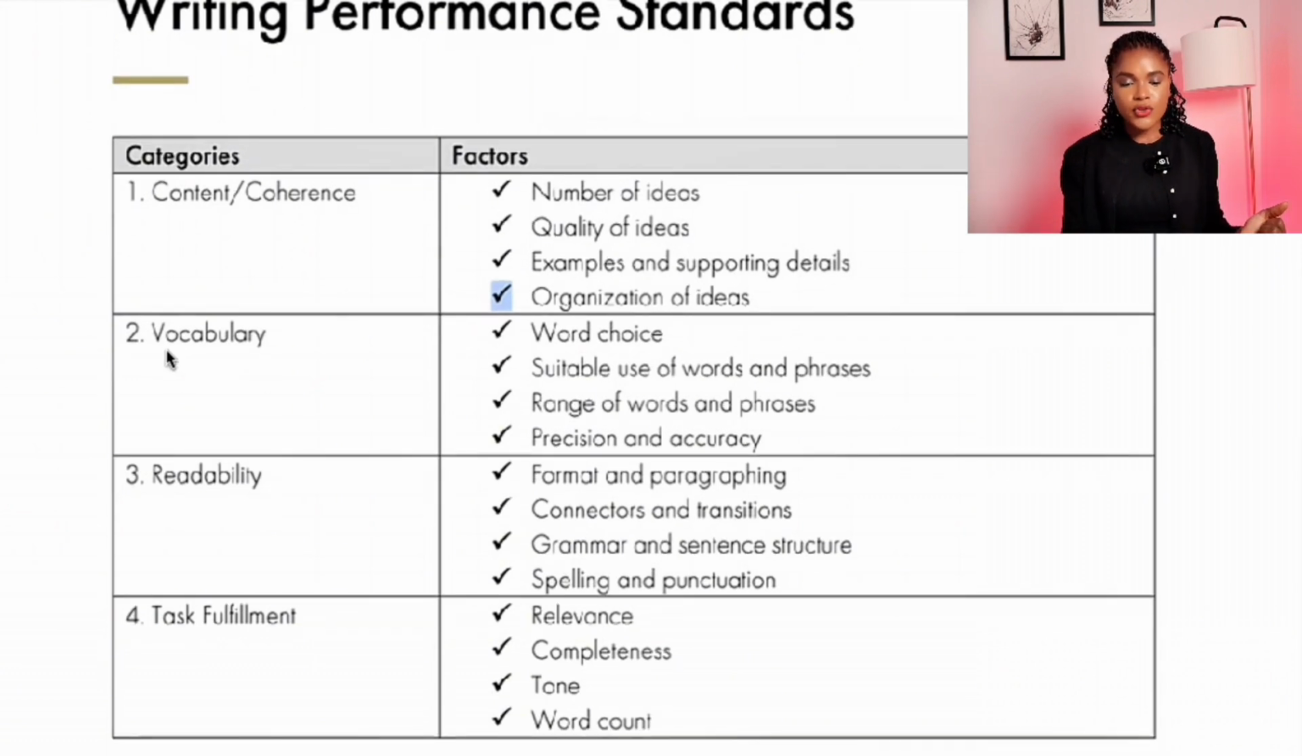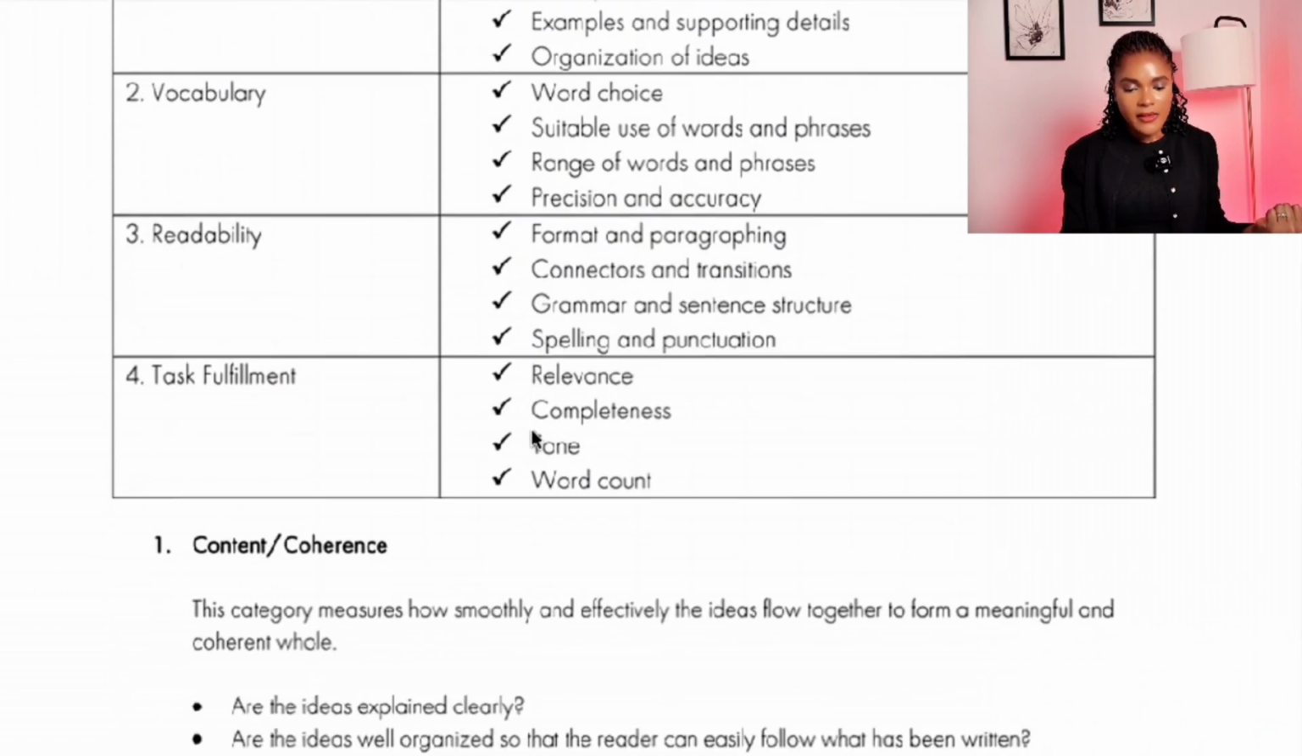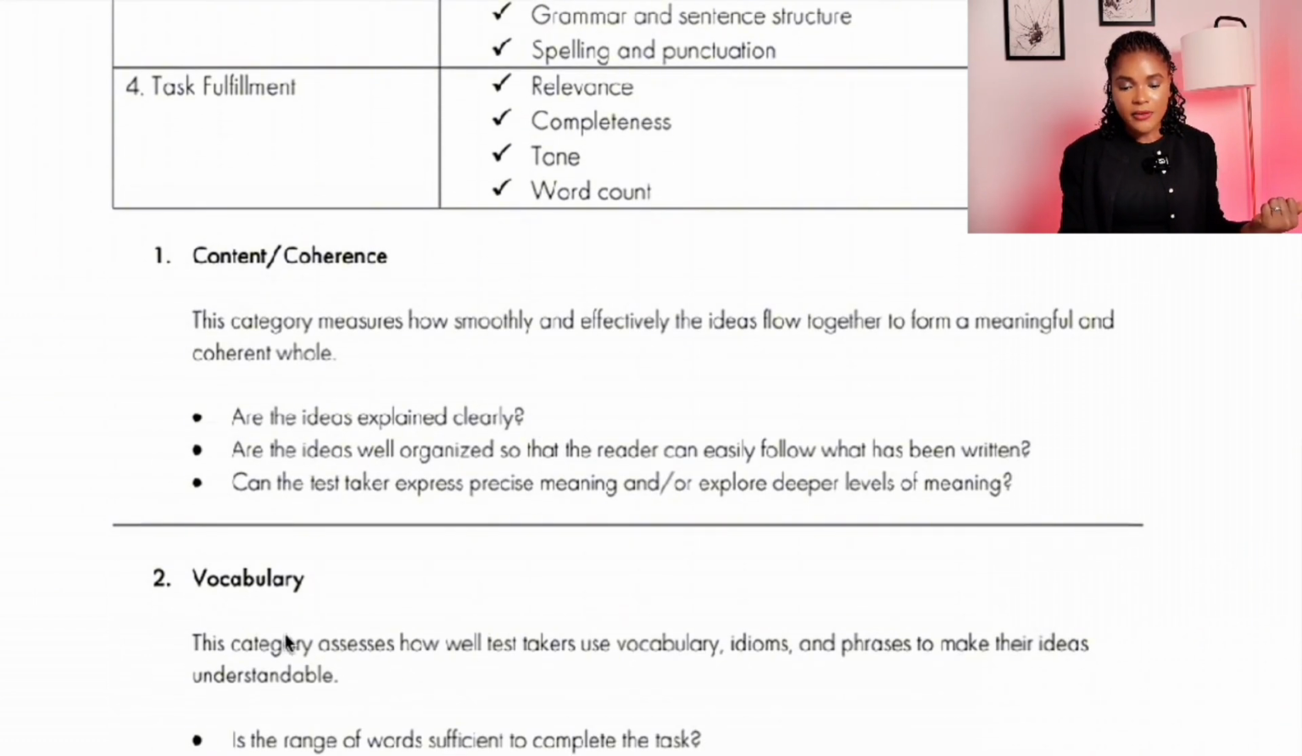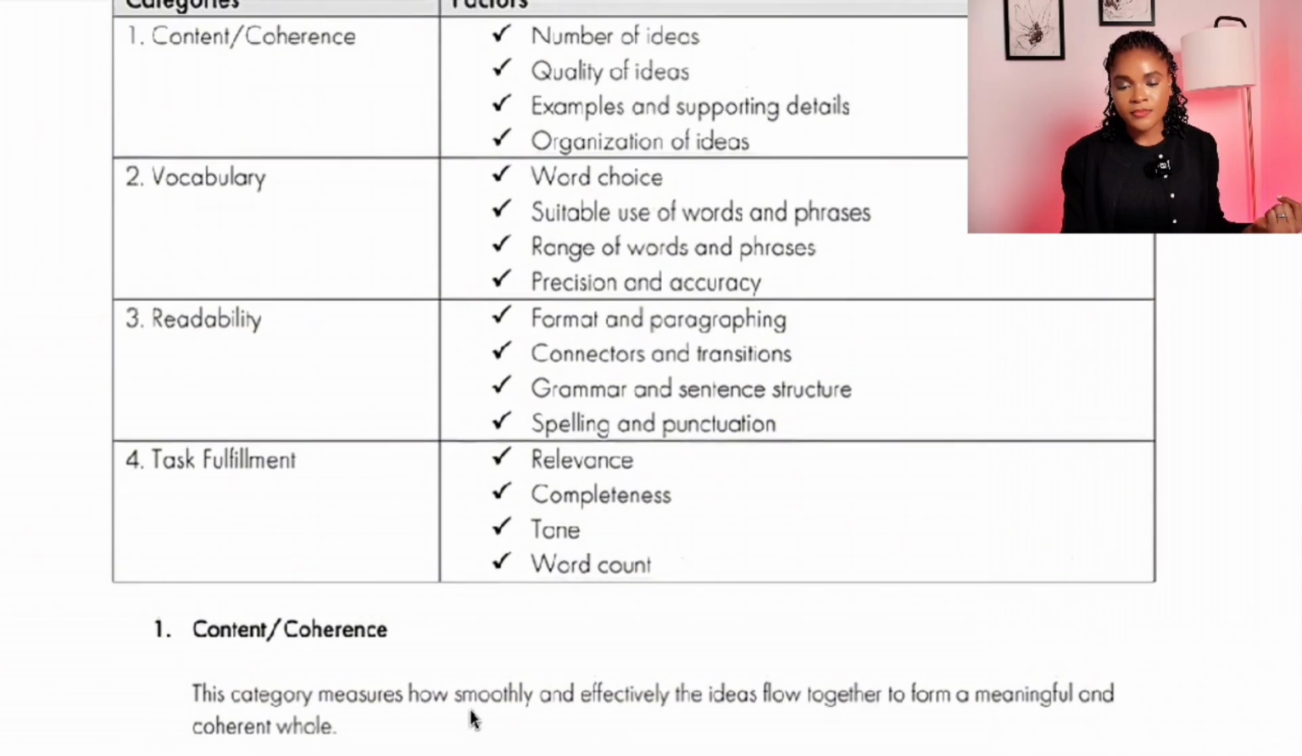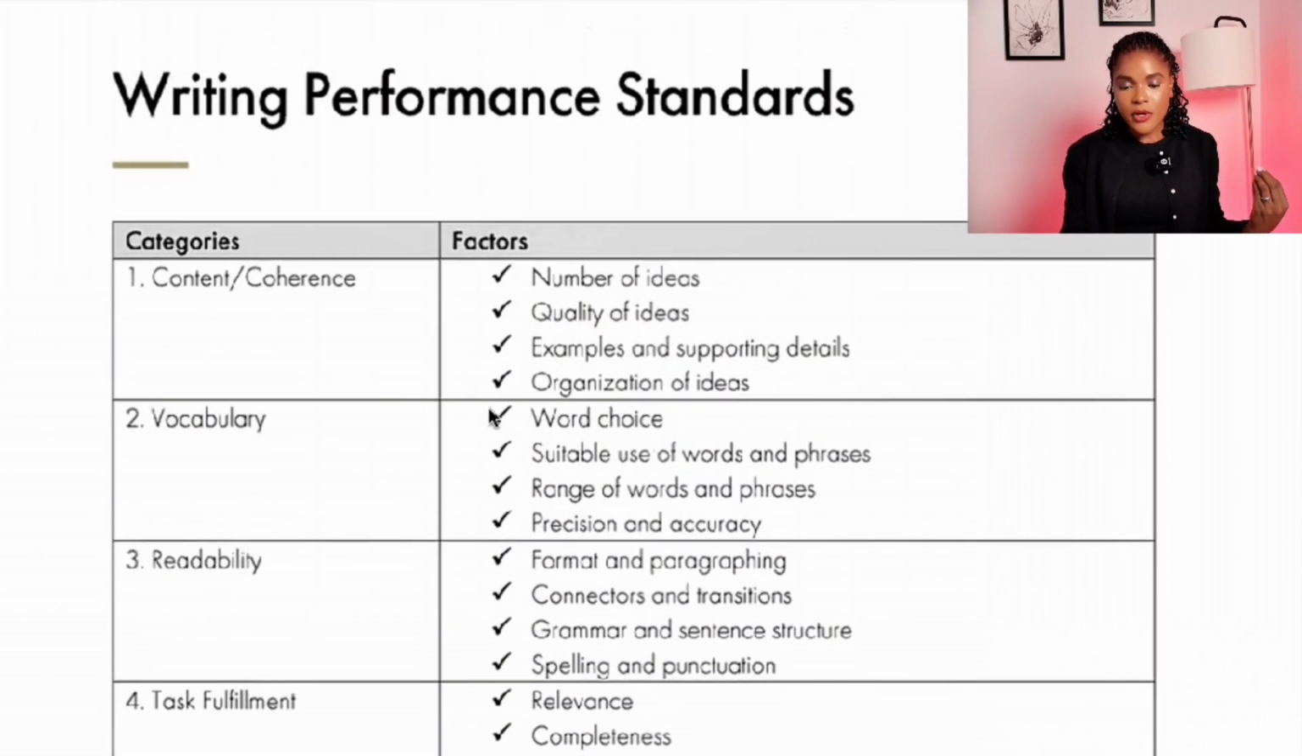Now, let's move on to the second category, which is vocabulary. Under this dimension, this category assesses how well test takers use vocabulary, idioms, and phrases to make their ideas understandable. And under this category, we have 4 factors: word choice, suitable use of words and phrases, range of words and phrases, precision, and accuracy.